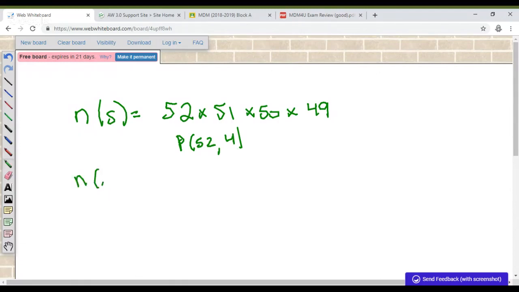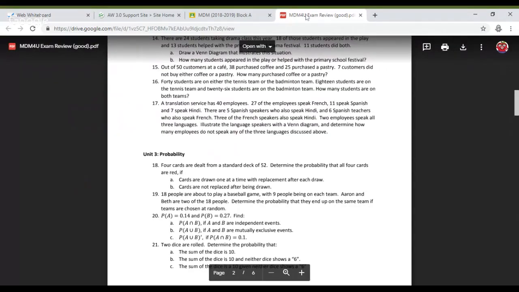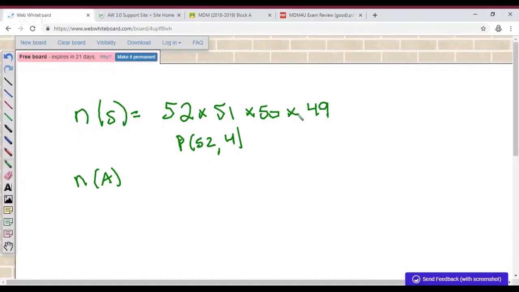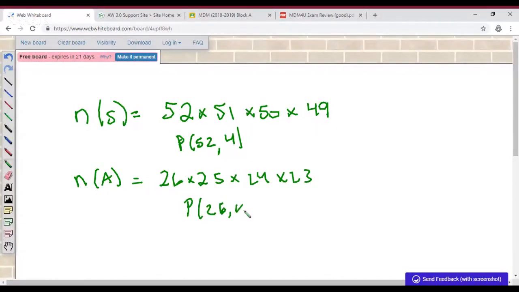Now, the event space, what I'm interested in is that all 4 cards are red. So initially, half the deck is red, which is 26 cards. And then I'm only allowed to take from the red, so 25, 24, 23. So you can also quickly calculate 26P4, and then this divided by that.